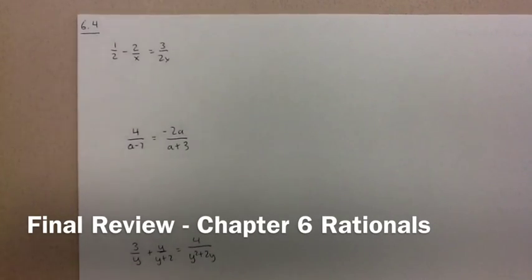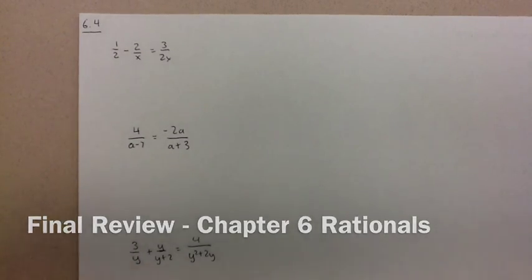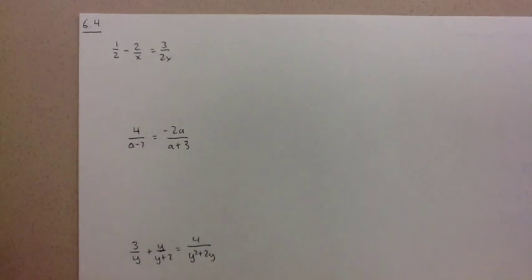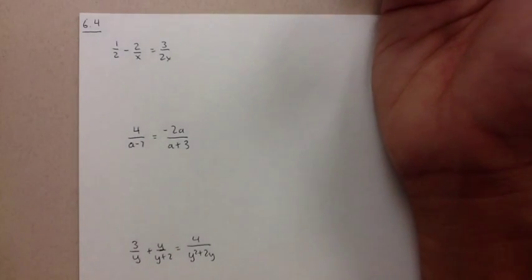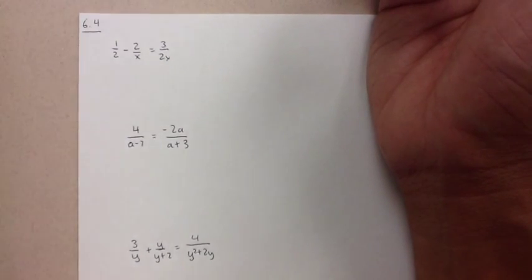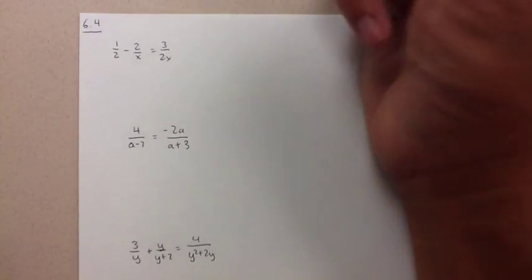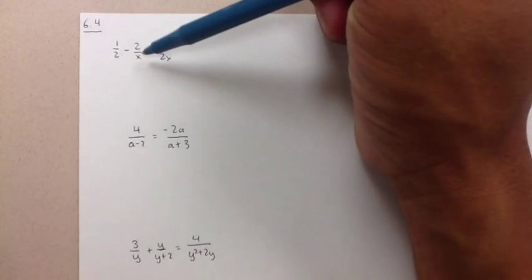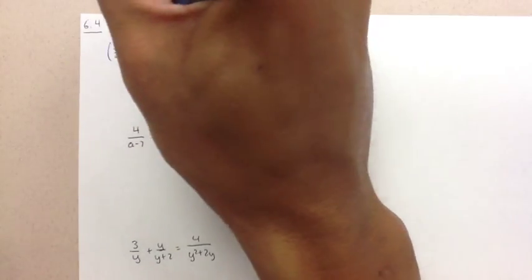This video is for your final review, starting on Chapter 6.4, Solving Rational Equations. Whenever you have equations that have fractions in them, the best thing to do is to clear the fraction rather than getting a common denominator. Of course, to clear the fraction, you're going to have to get a common denominator anyway, but instead of getting, say, a 2x under here and a 2x under here, I'd rather just get rid of all of them together. So, the common denominator, as we said, is 2x.